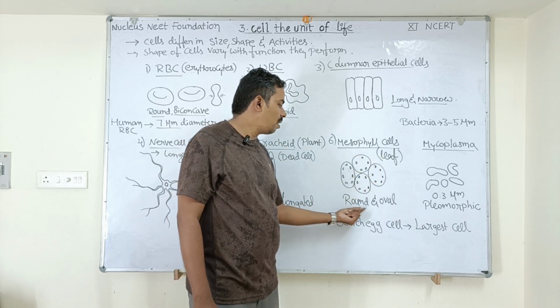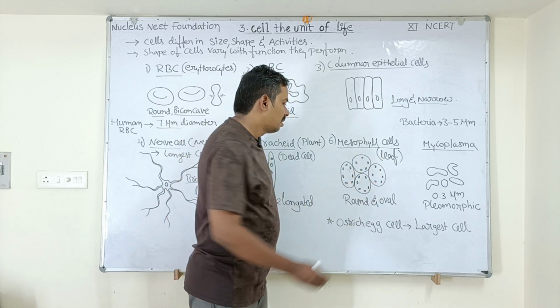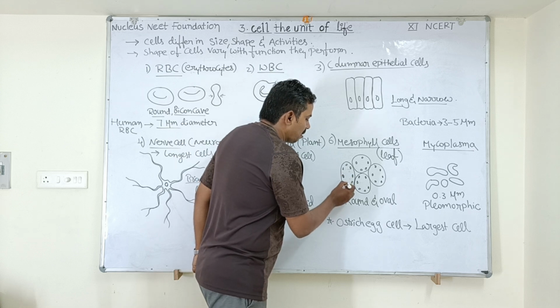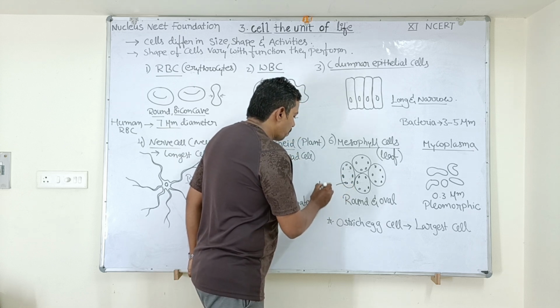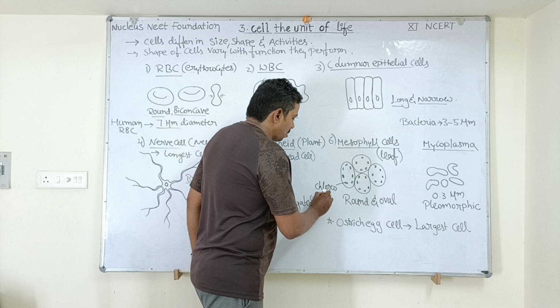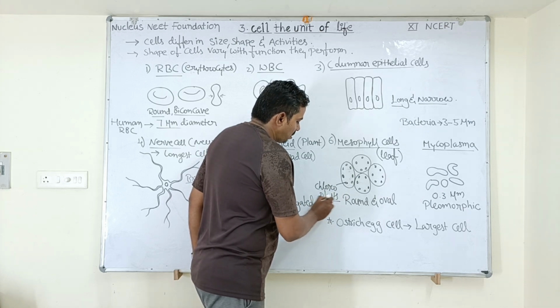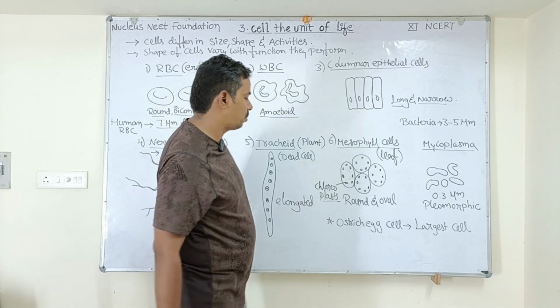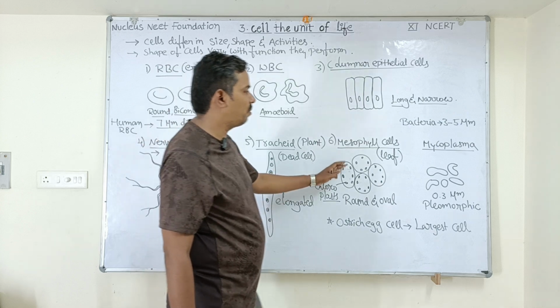These cells are round and oval in shape like this. These cells have green colored cell organelles which are called chloroplasts. So chloroplasts are the kitchens of the cells. They take part in photosynthesis. That is about mesophyll cells.